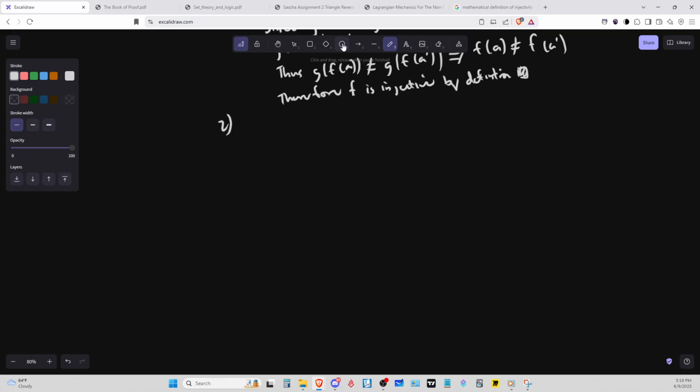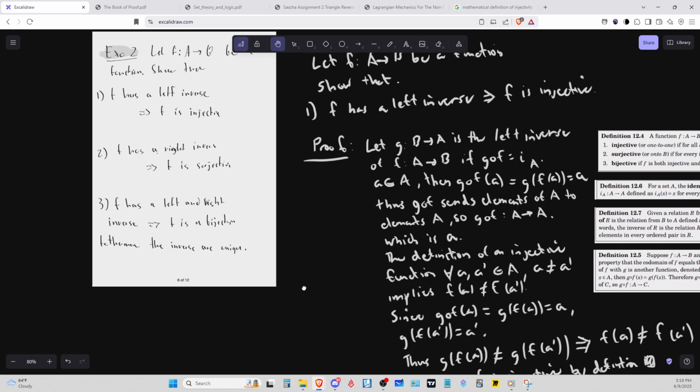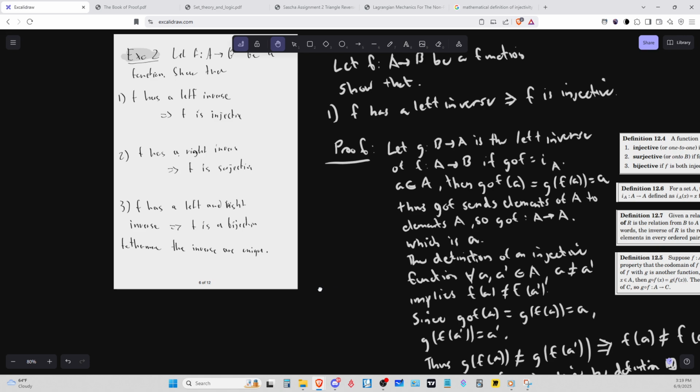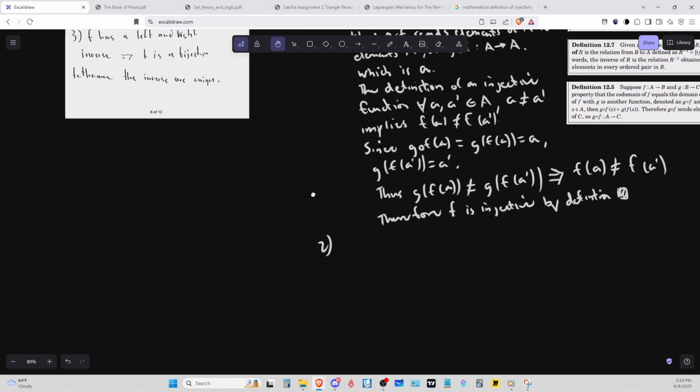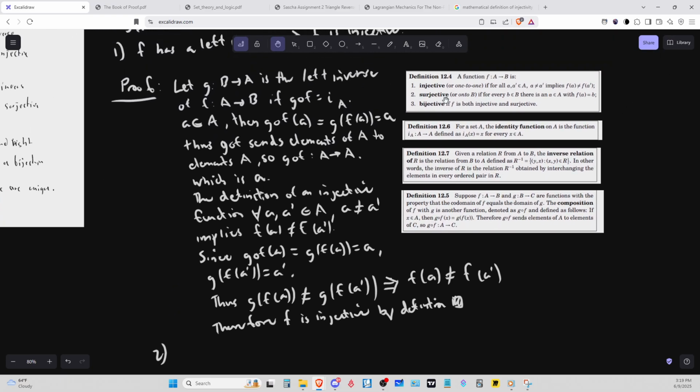Okay, so the next one, I think we have to prove it's a right inverse. So f has a right inverse, and f is surjective. We have the definition of surjective right here. Actually, it's not only that a left inverse implies injectivity, but also that injectivity implies a left inverse. It's an equivalence, which means it's the same thing.